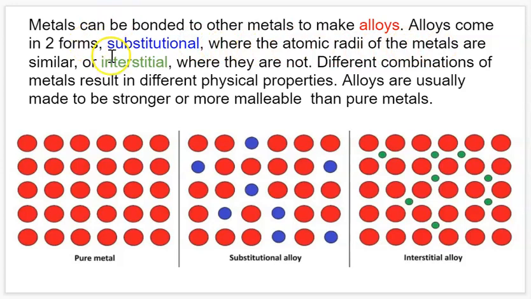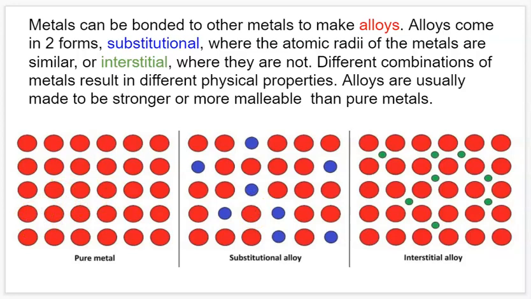There's also something called an interstitial alloy where the atomic radii are not similar. So we can see here in our example of an interstitial alloy, we have all of the red ones, but we've shoved some little green ones in between. And you can see that the atomic size of the green ones is way too small to fit in place of one of the red ones without changing the geometric arrangement.